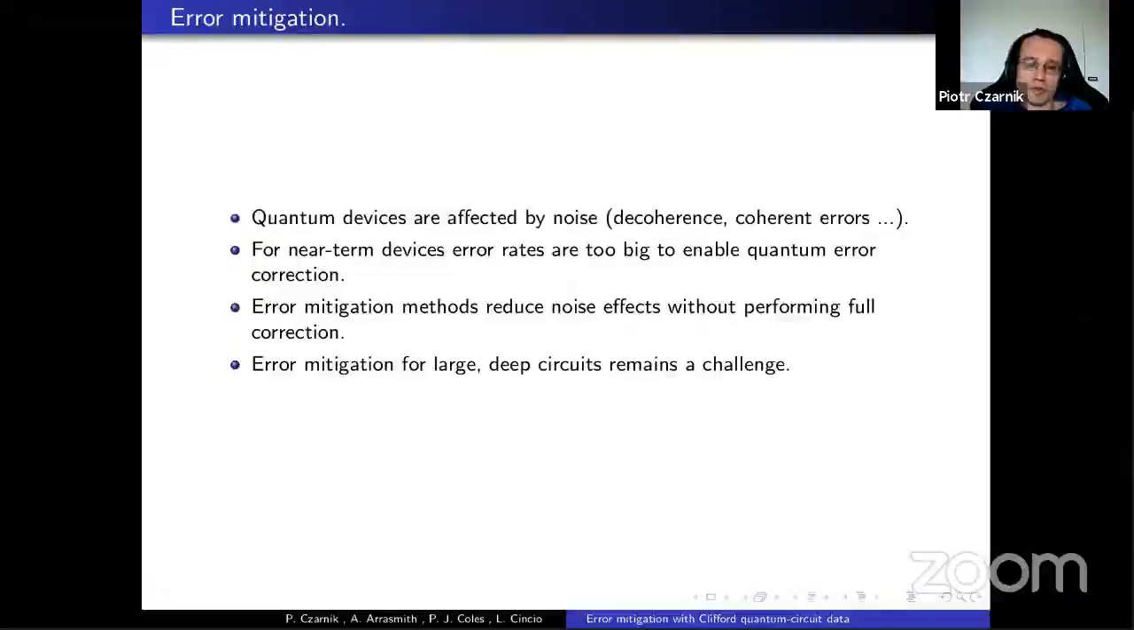Such methods are called error mitigation methods. There are many such methods already proposed. We've heard about some of them during this conference, but anyway, performing error mitigation for large deep circuits, which are necessary for quantum advantage, is a challenge. So we are exploring here a new method and hope that it may help us in that goal.